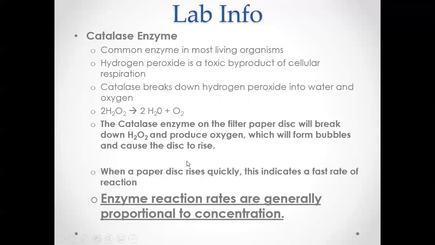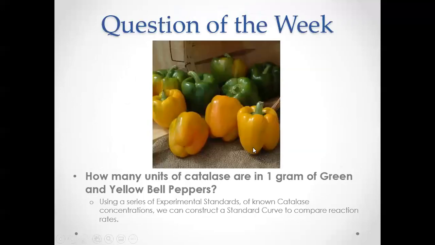This feature of reaction rates will allow us to determine the answer to the question of the week, which is to determine the number of catalase units in 1 gram of green pepper tissue and 1 gram of yellow pepper tissue. We will measure the rates of reactions of catalase standards to construct a standard curve to determine how much catalase is in each of these tissue samples.